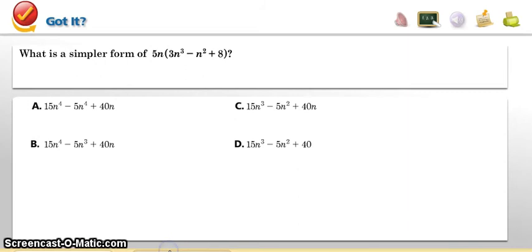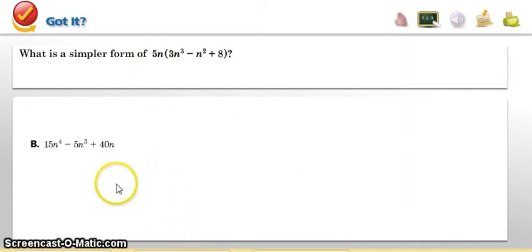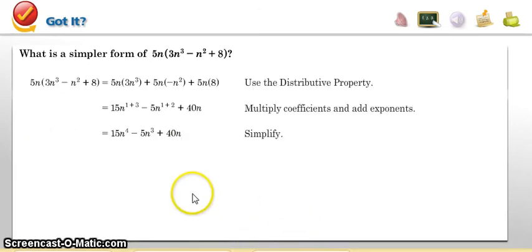Okay, your answer for this problem, again, make sure that you have multiplied throughout and added your exponents on your like bases. You get 15n to the fourth minus 5n to the third plus 40n. And this is what it will look like if you distribute 5n. So each term, each monomial in the trinomial has a 5n, and then you just simplify from there. Multiply coefficients and add exponents.